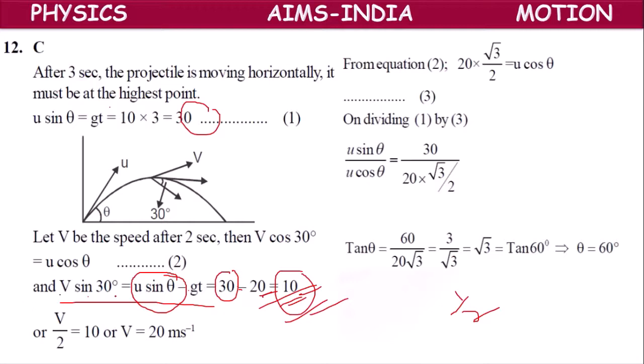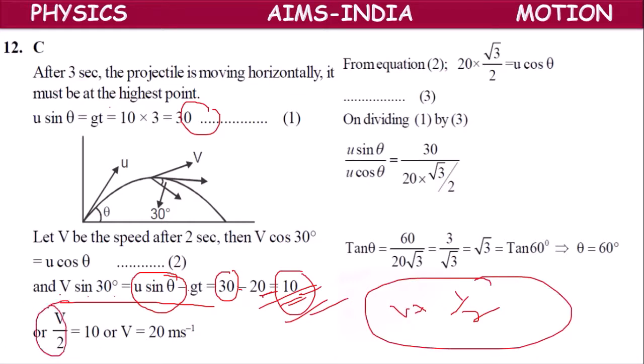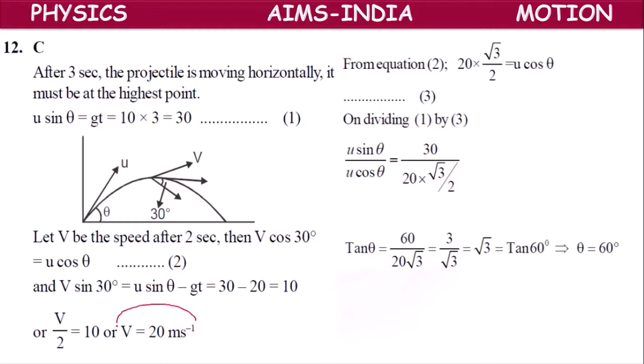But sin 30 equal to 1 by 2. V sin 30 equal to V into 1 by 2, which is equal to V by 2, equal to 10, or V equal to 20 meter per second. We got V value. We got U sin theta value.